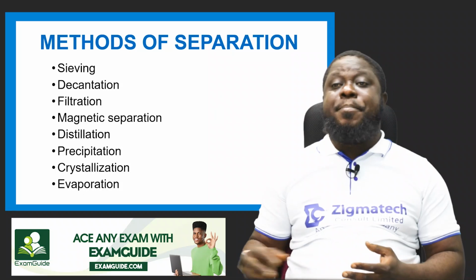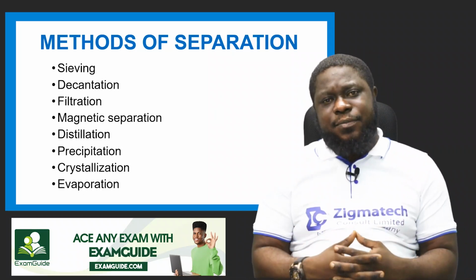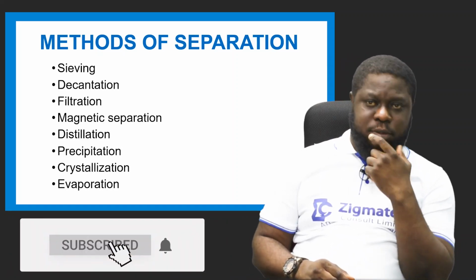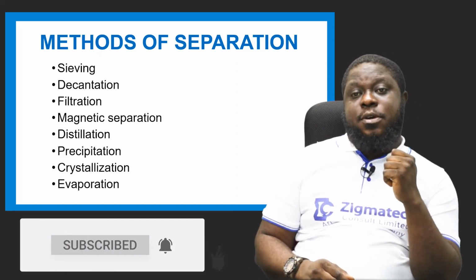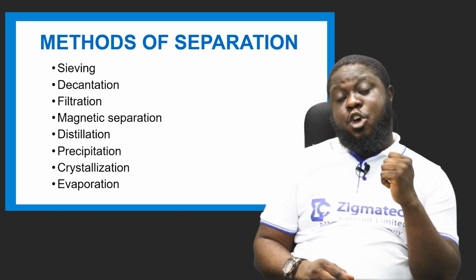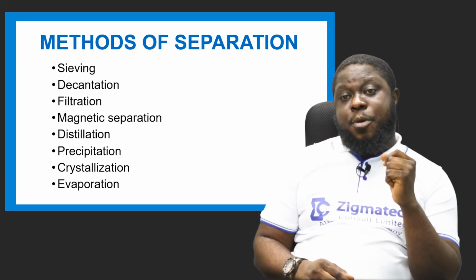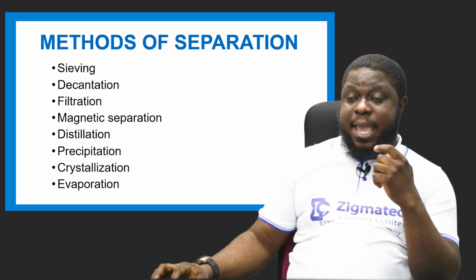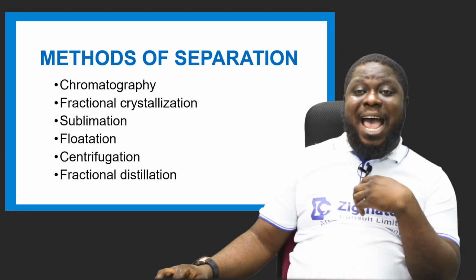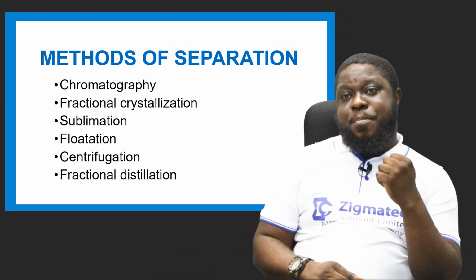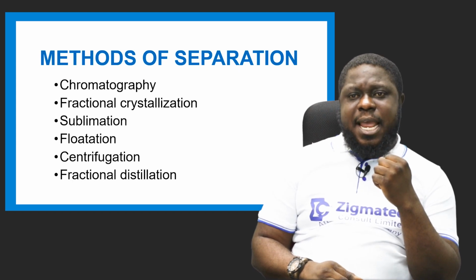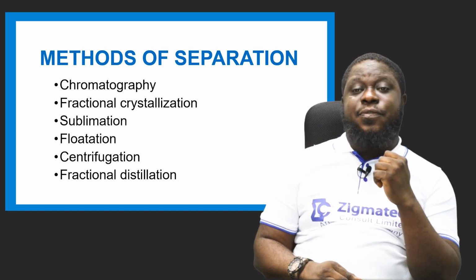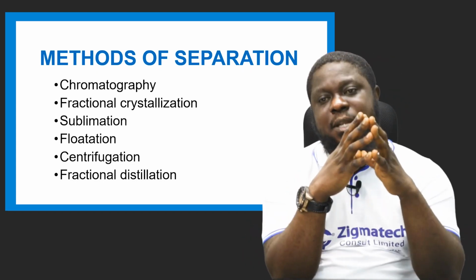Now, let us know the methods of separation. Number one, we have sieving. Number two, decantation. Number three, filtration. Four, magnetic separation. Number five is distillation. Number six is precipitation. Number seven is crystallization. Number eight, evaporation. Number nine, chromatography. Number 10, fractional distillation. 11, sublimation. 12 is flotation. 13 is centrifugation. And 14 is fractional distillation.